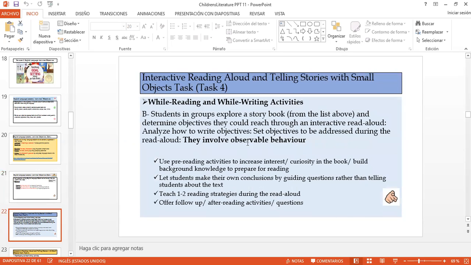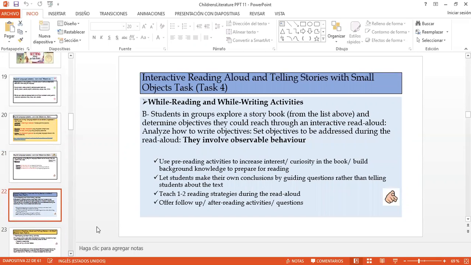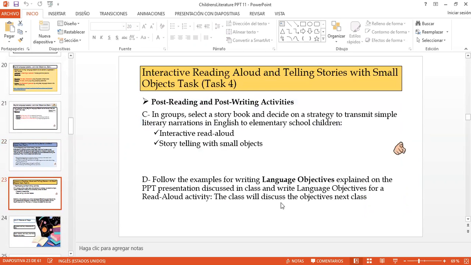Okay, then as I said, you needed to choose a storybook and think of these objectives, in this case, for your work, for your project. Okay, and you have it here. So this is the end of your last task. Follow the examples, writing objectives, and you need to choose a way to tell the story. So it is very important that you, okay, yes.